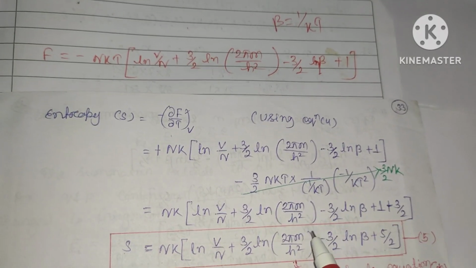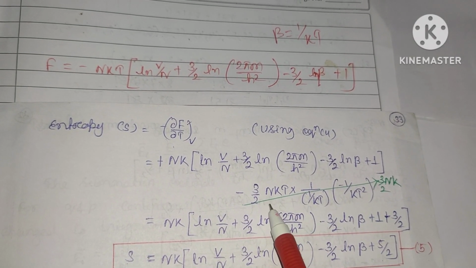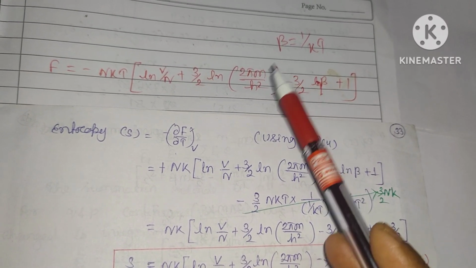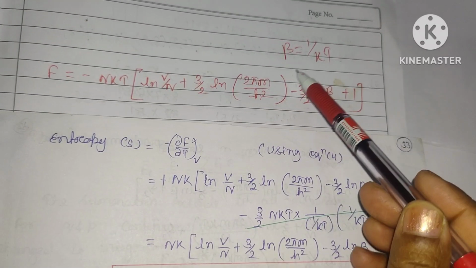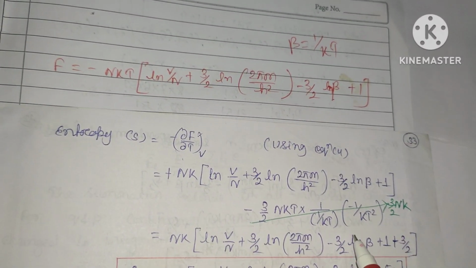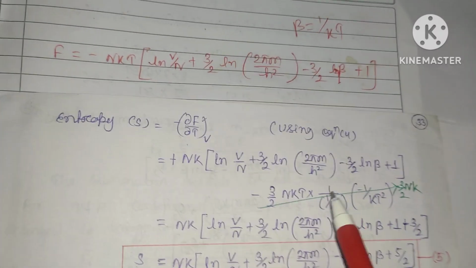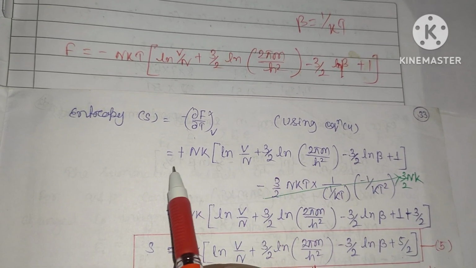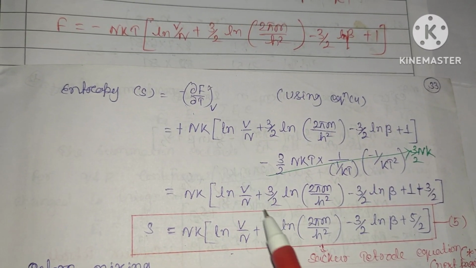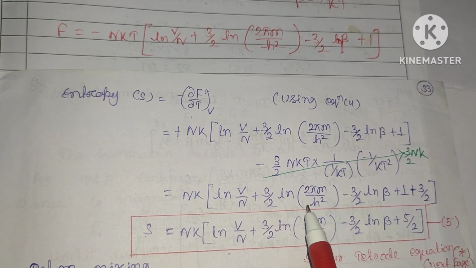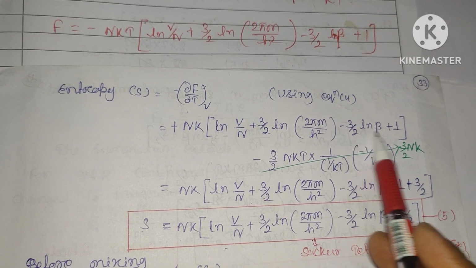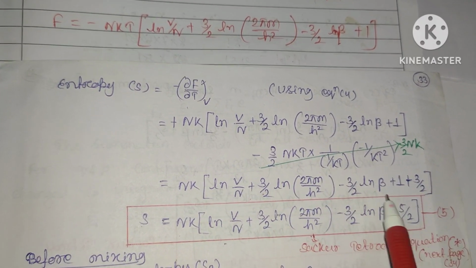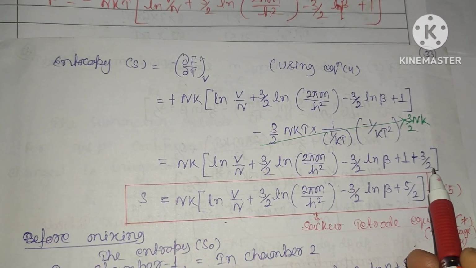So here, minus 3 by 2 nkT into 1 by kT, into the derivative of this. The derivative of 1 by kT with respect to T is minus 1 by kT square. So by cancelling this term you will get simply 3 by 2 nk. So the total term is nk [ln v by n plus 3 by 2 ln 2 pi m by h square minus 3 by 2 ln beta plus 1]. From this term, if we take nk common, the remaining is 3 by 2. Clear?